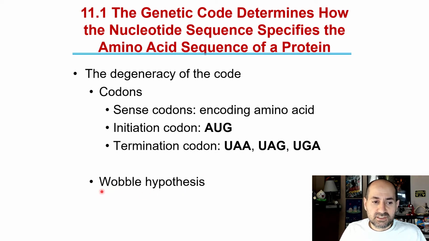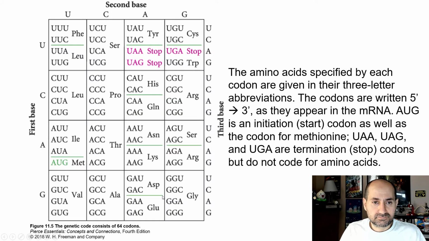Next, we're going to be touching on the wobble hypothesis concept as well. The wobble position of a codon is the third position of the codon. So we're going to talk about the wobble position in more detail. So here's the codon table. The table works like this. The first base of the codon is depicted here on the left. The second base is depicted here on the top, and the third base is depicted on the right.